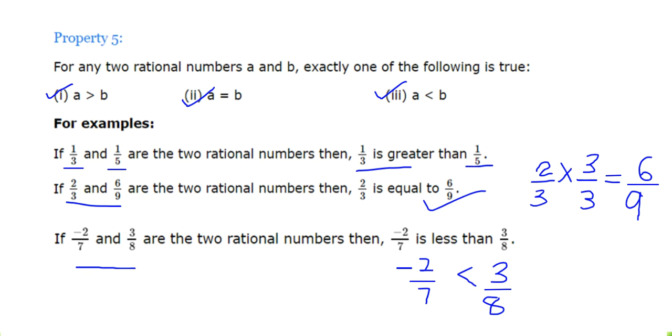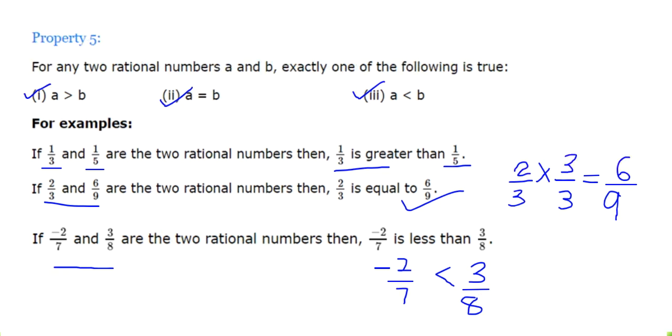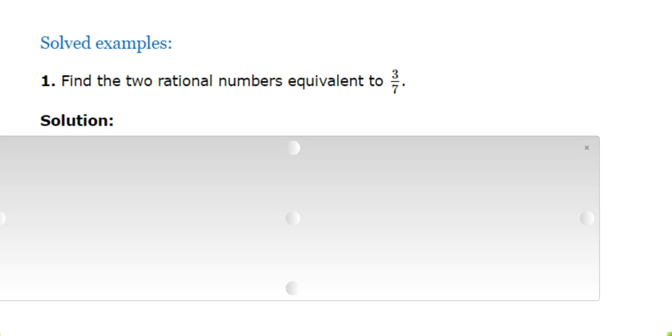Now let us solve a few sums based on the properties of rational numbers. Okay, so the first sum says find two rational numbers equivalent to 3 upon 7. Now let us recall the properties of rational numbers. What have we learned? How can we find equivalent rational numbers? Either we have to multiply the numerator and denominator by the same non-zero number, or we have to divide both of them by a common divisor.